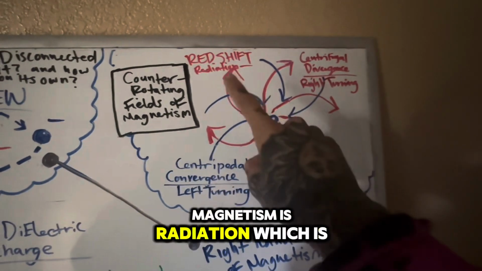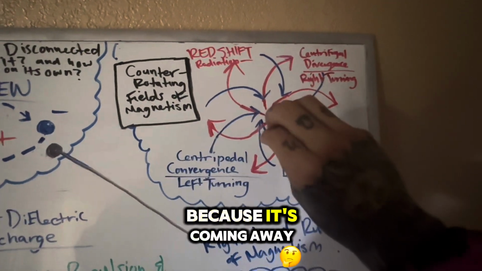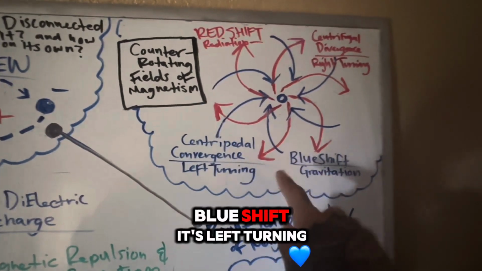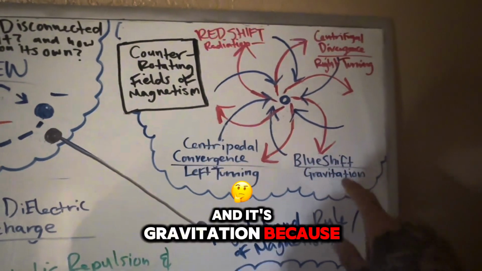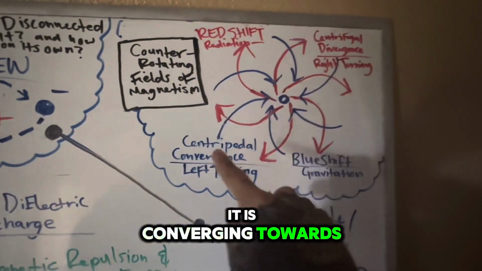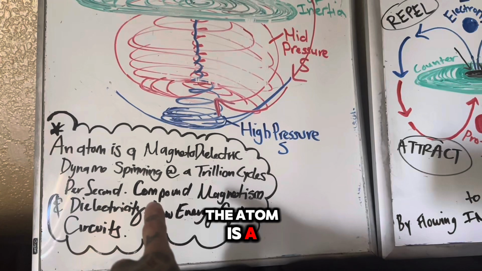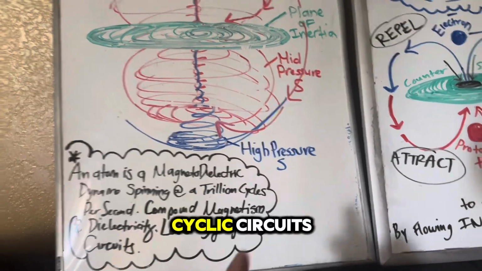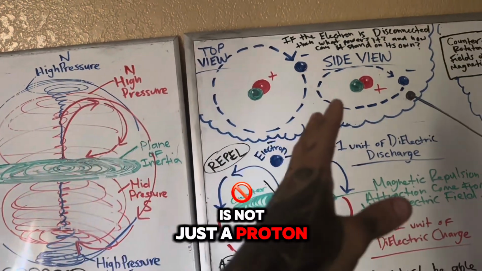Magnetism is radiation, which is right turning, and it's centrifugal divergence because it's coming away from the center and it's diverging, where the opposite would be blue shift. It's left turning if you look at the atom from the bottom, and it's gravitation because it's going towards the center. That's called centripetal convergence. It is converging towards the center. These are the counter-rotating fields of magnetism. The atom is a compound of magnetism and dielectricity collectively. It's low-energy cyclic circuits. Okay, so the atom is not just a proton and an electron.